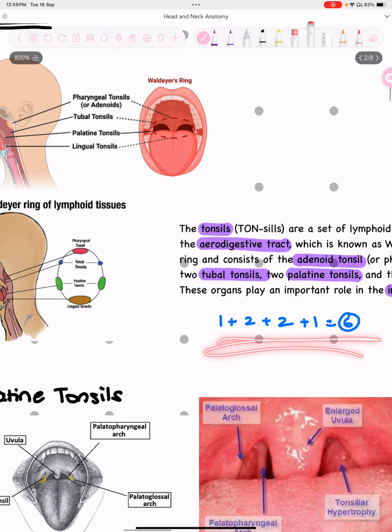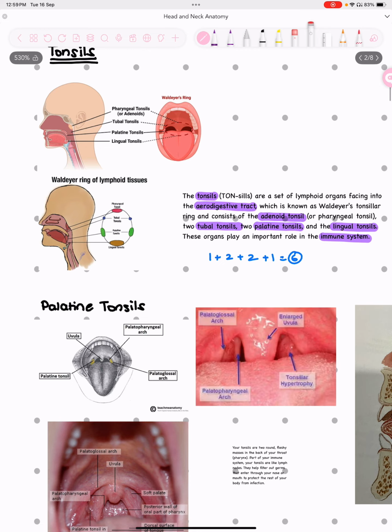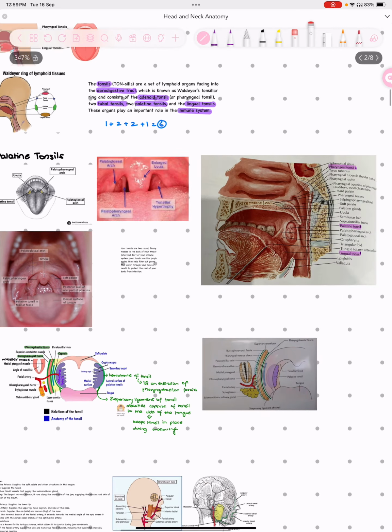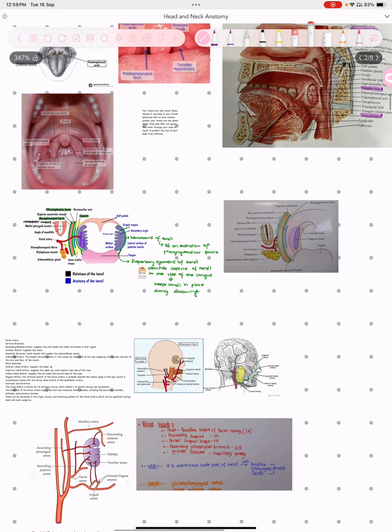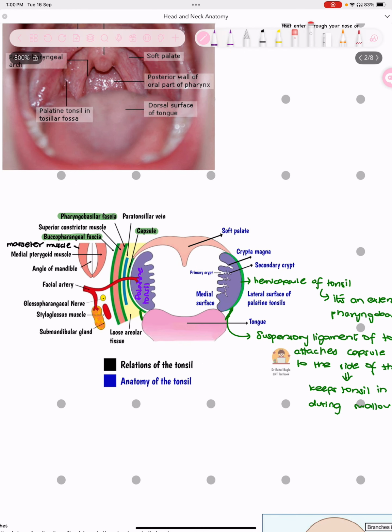These are masses of lymphoid tissue. So basically, they're part of the immune system. They help to trap any sort of germs that are entering your GIT system through your nose or mouth, right? Now, talking about the palatine tonsil, I told you it has two surfaces, two borders, and two poles. Two surfaces. So it has an anterior surface and a medial surface and a lateral surface. And borders, an anterior border and a posterior border.